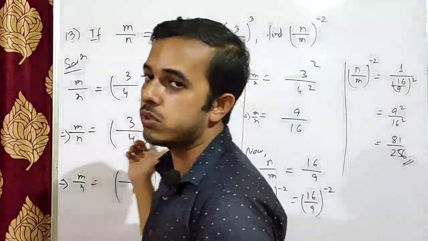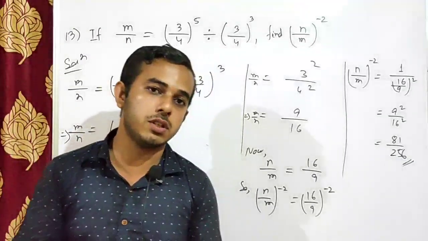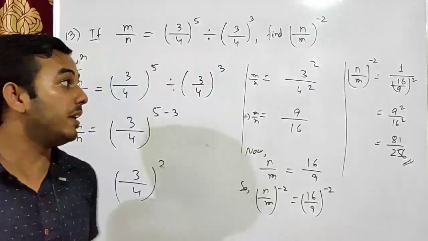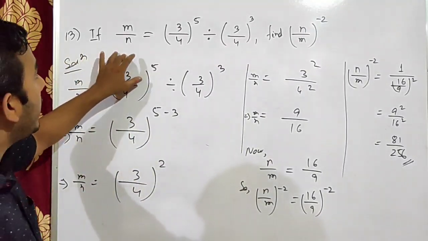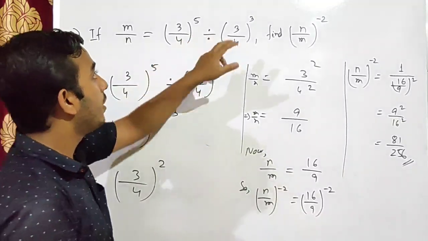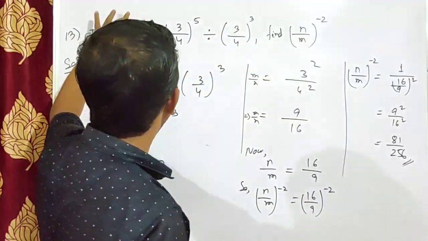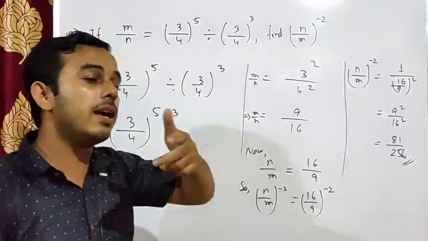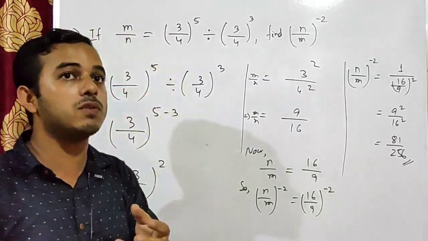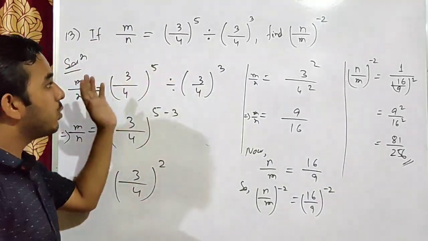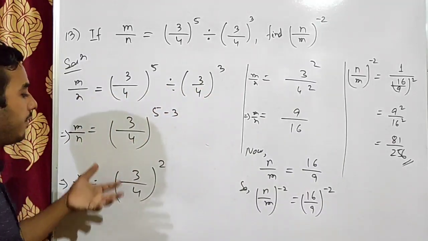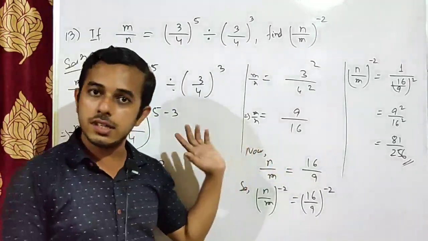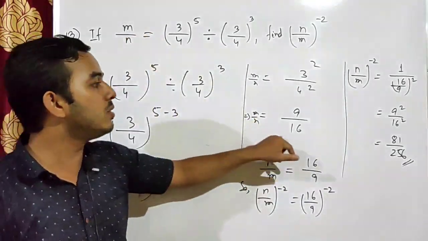Here we have only used the laws and the general process through which we can solve. Okay, let me explain it again. In the question it is asked: if m by n equals (3 by 4 to the power whole) to the power 5 divided by this one, that is the value of m by n, we have to find the value of n by m to the power minus 2. Clear? So first I found the value of m by n in the simplest form. In this process we used different laws of exponents and found the value of m by n as 9 by 16, isn't it? The m by n value is 9 by 16.